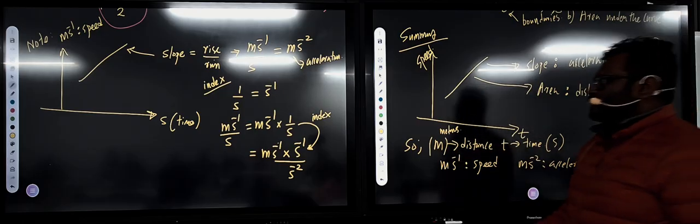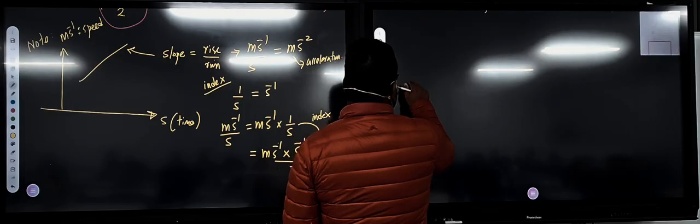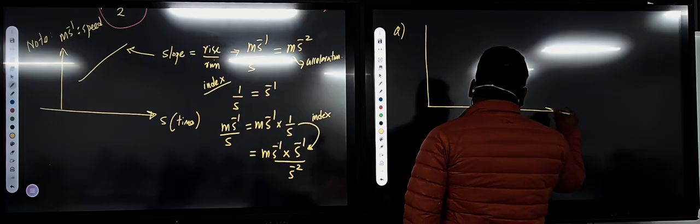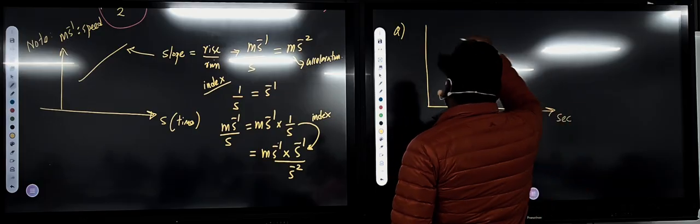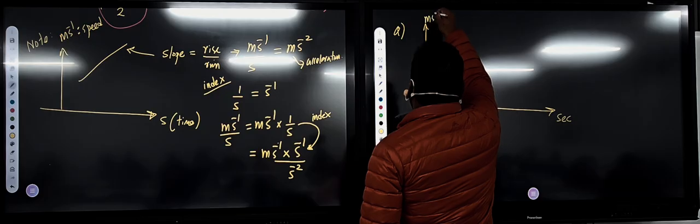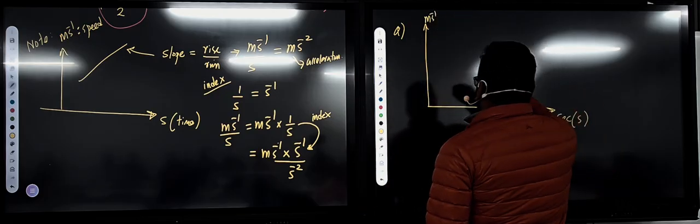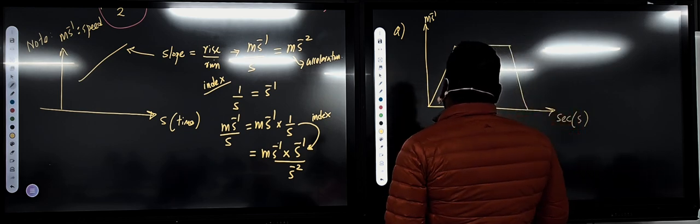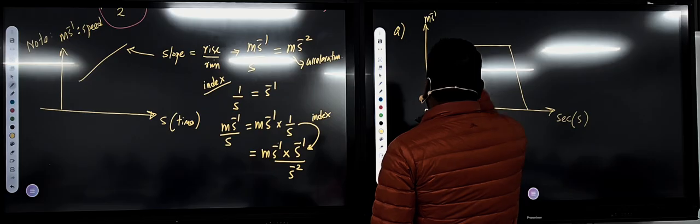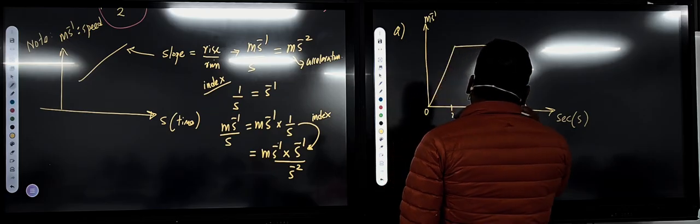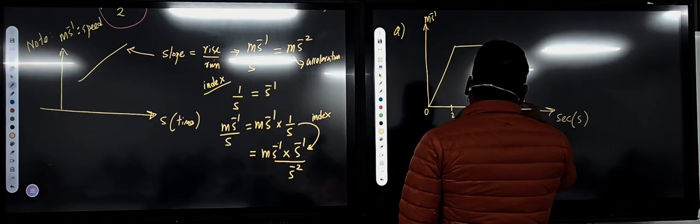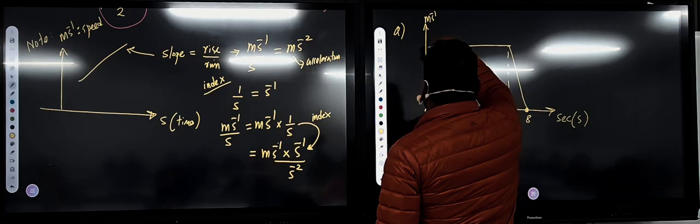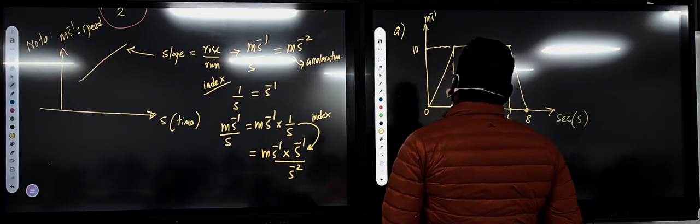Okay. Done. Question. I will point out to you, you will answer me, okay? This is seconds. This is ms minus 1. Seconds, I would say s. Zero, 2, 6, 8. This value is going to be 10. Right?